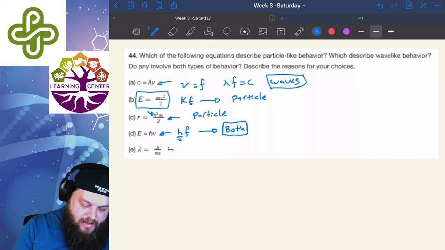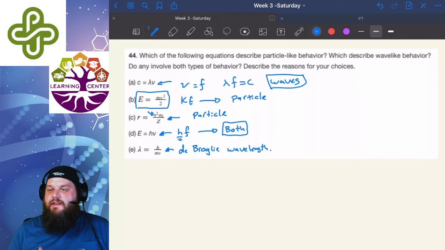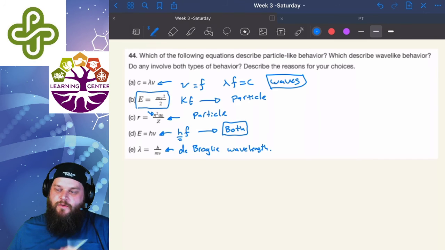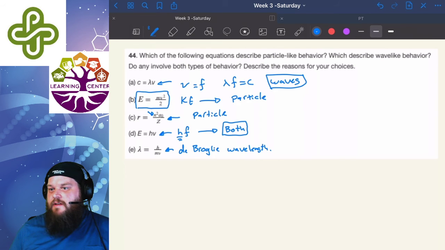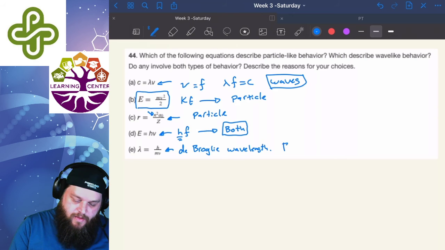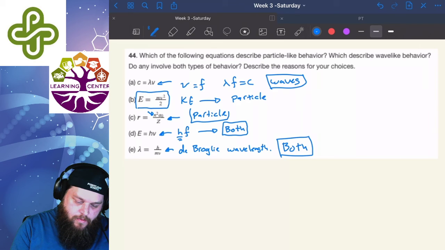So the same can be said down here for this. This is really the de Broglie wavelength. If I can spell, it starts with a D. De Broglie wavelength. And de Broglie was the first person to come up with this idea that matter particles can also travel as waves, similar to how light travels in a certain way. And he utilized this type of equation to define the wavelength of an object based on its mass, velocity, and Planck's constant. So that would also be a both. Got the particles.